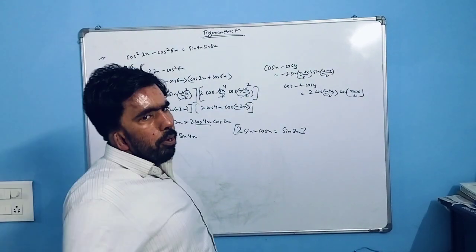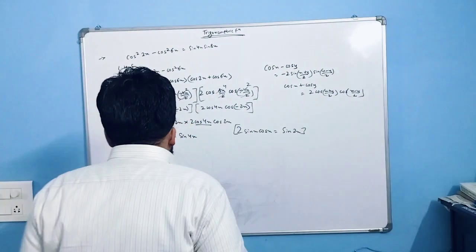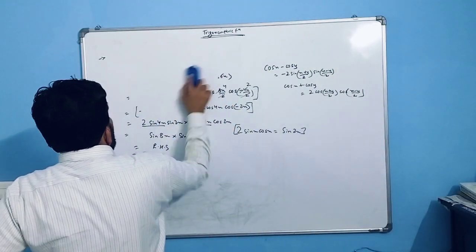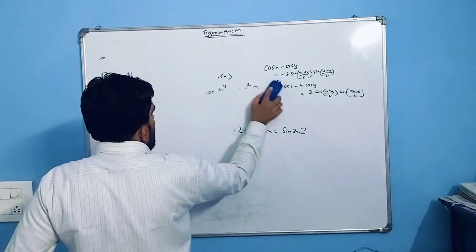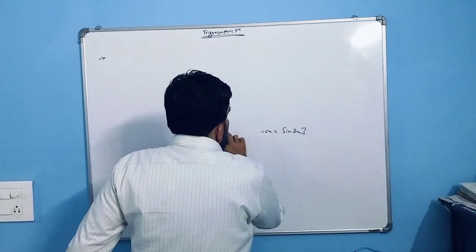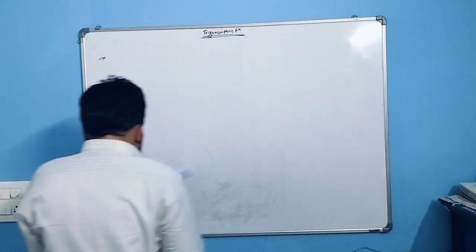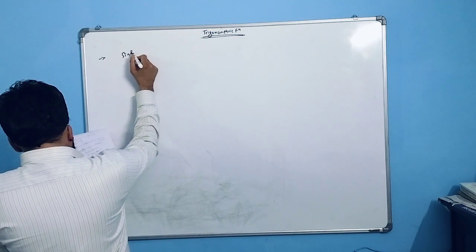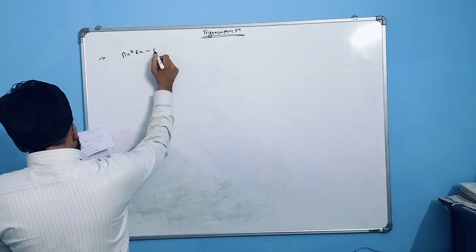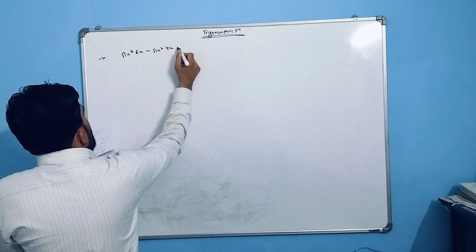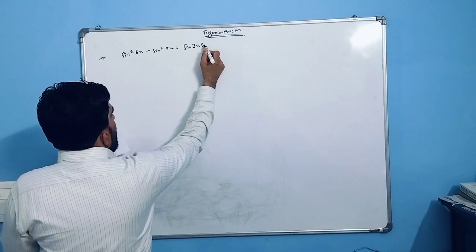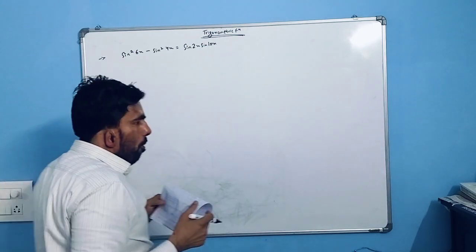Now we'll move to the second numerical. The second numerical which is given is sin square 6x minus sin square 4x is equal to sin 2x sin 10x. Now let us prove it with the identity here.